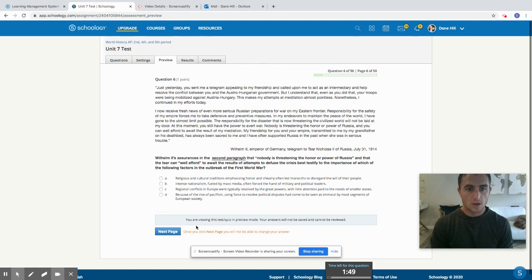Okay, so Wilhelm's assurances in this second paragraph that nobody is threatening the honor or power of Russia and that the Tsar can well afford to await the results of attempts to defuse the crisis best testify to the importance of which of the following factors. Okay, so that would be right here. Nobody is threatening the honor or power of Russia, and you can well afford to await the result of my mediation. Okay, so what he's saying is like, we're not dissing you, we're not disrespecting your army, and yet, like, you can wait until we try to solve this conflict without war. That's what it seems like is going on here.